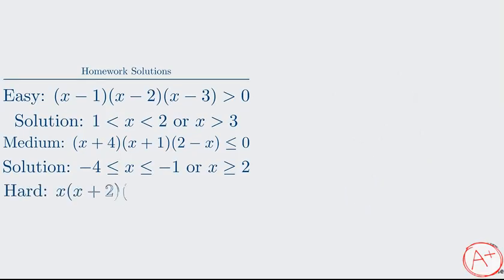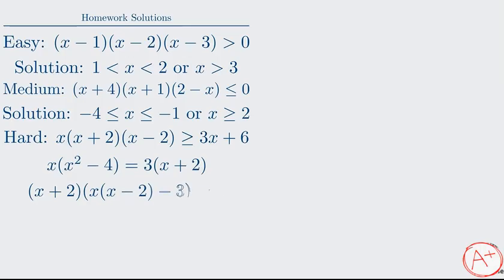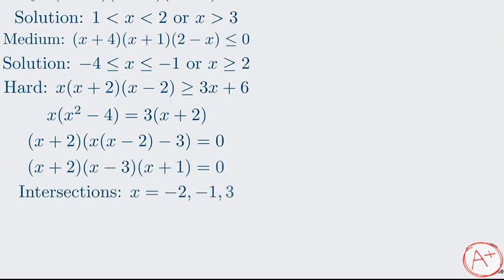For the hard question, we first find where the curve meets the line. Expanding and rearranging gives us x(x² - 4) = 3(x + 2). Moving everything to one side allows us to factor out x + 2. This simplifies to (x + 2)(x² - 2x - 3). Finally, we get (x + 2)(x - 3)(x + 1). The intersection points are x equals -2, -1, and +3.